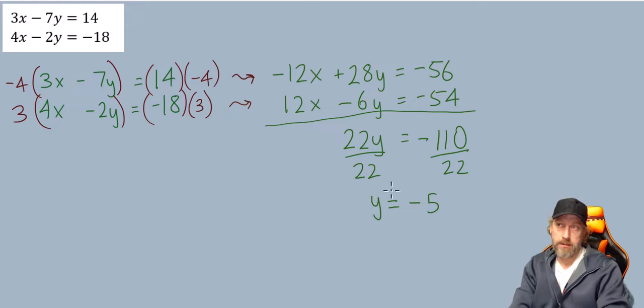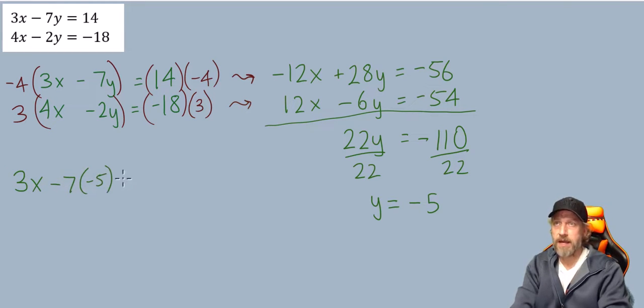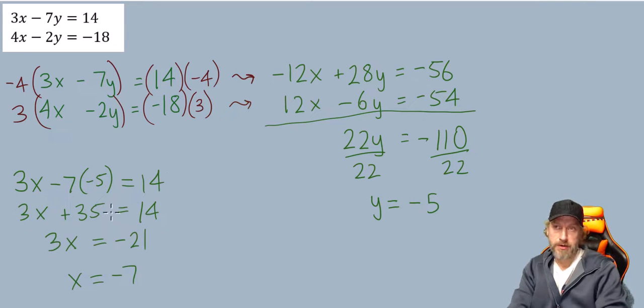So that's only halfway there. We still need to figure out x. So let's substitute into these equations. Into the top one, 3x minus 7 times negative 5. And let's just play this whole thing out. So I've got 3x plus 35 equals 14. Subtracting 35 got me to 3x equals negative 21. Dividing by 3, I've got x equals negative 7.